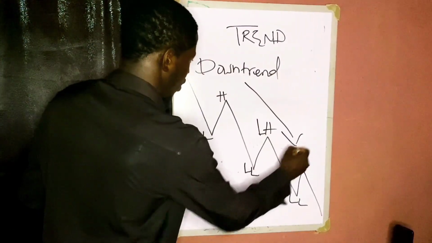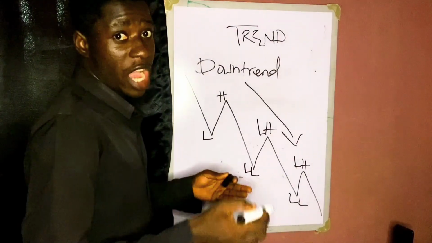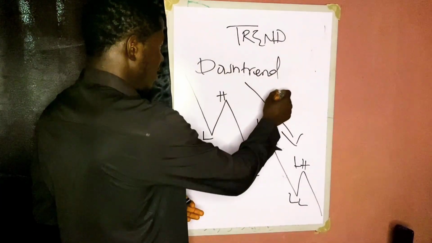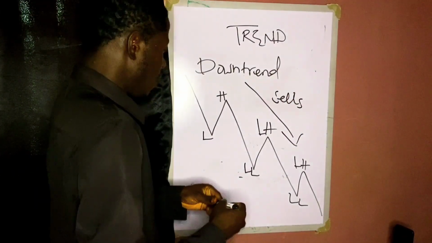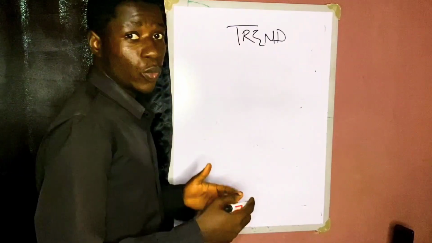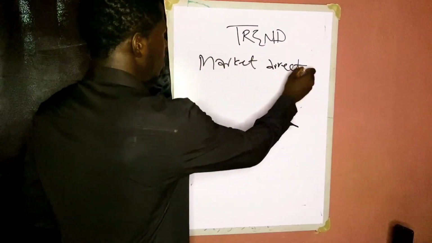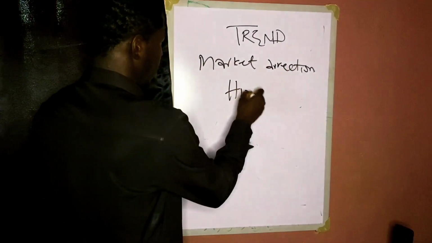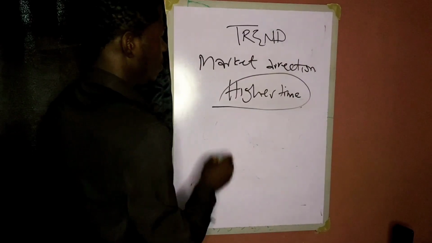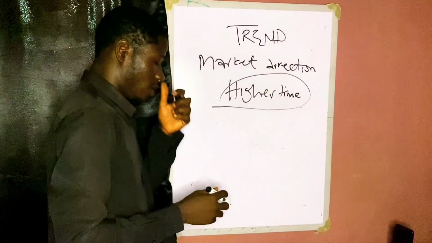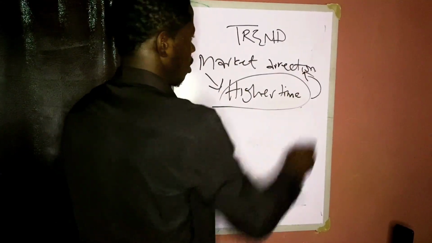So you want to see price creating lower highs and lower lows for a downtrend, and you simply want to be looking for sells in this market. You want to be selling this market if it's printed like this on the chart. We always use a higher time frame to look for market direction. I'll talk about this more in detail as we move along, but just remember we use a higher time frame for market direction. Just note that.